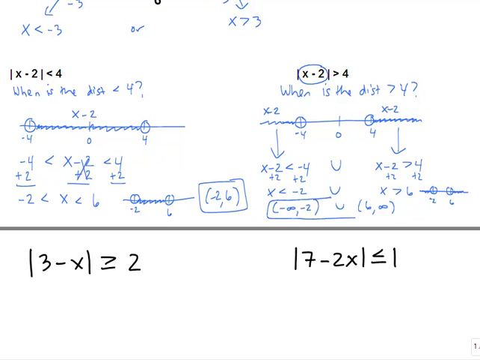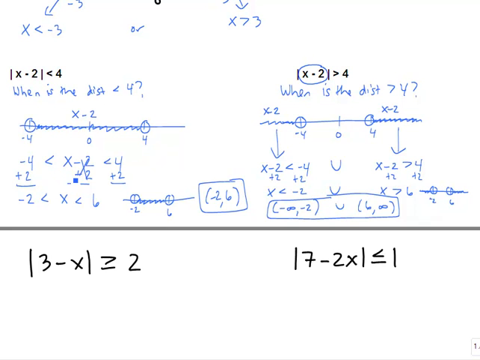So here's my solution. Notice that these were the same two problems, but they just had different symbols. The first one had a less than, the second one had a greater than symbol. In our answers, we have the same two important points, negative 2 and 6 showing up, but in the less than case, we were getting the inside interval between negative 2 and 6, and in the greater than case, we were getting the two tail pieces. So negative infinity to negative 2 would be the left tail, and 6 to infinity would be the right tail.